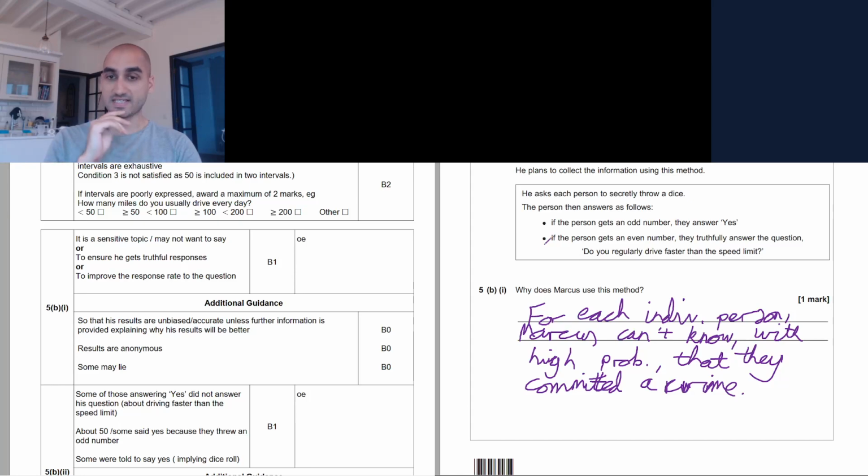But say that he doesn't know that they committed a crime. It's not exactly how they worded it. They've said it is a sensitive topic, may not want to say, to ensure he gets truthful responses, to improve the response rate to the question. I didn't actually say any of those things, but my thing still makes sense. But I'm being a bit too literal here. I'm not giving the overall reason why.